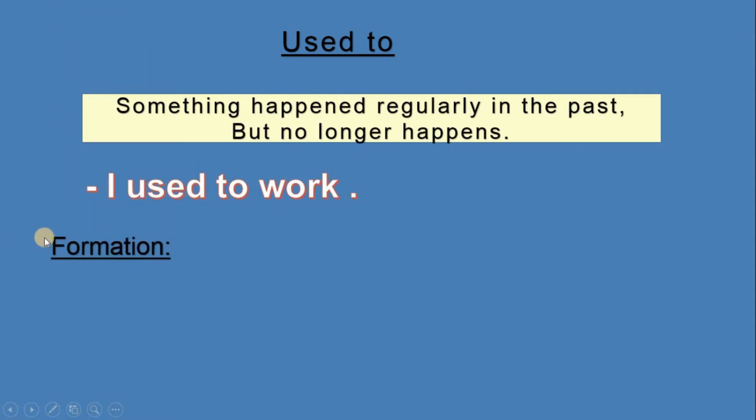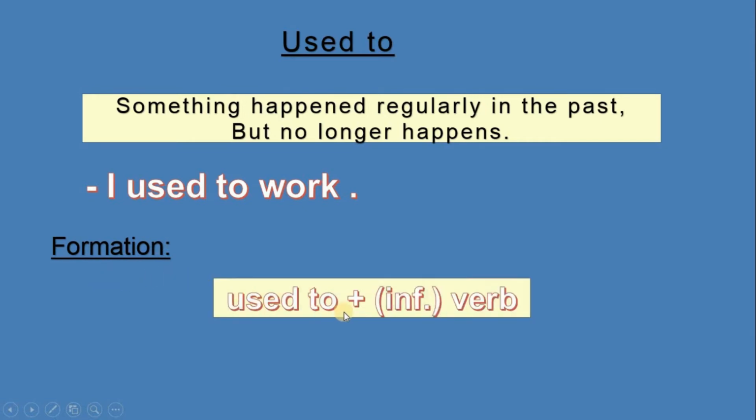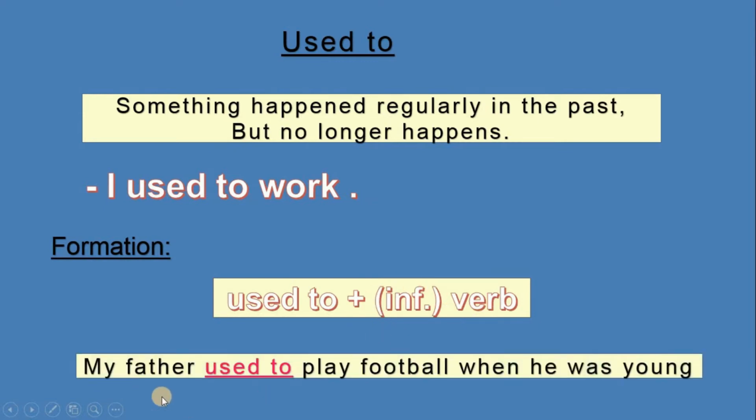Now the formation. ازاي بنكون الجملة؟ Used to plus the verb in the infinitive form. بنستخدم used to زائد الفعل في المصدر. For example, my father used to play football when he was young.